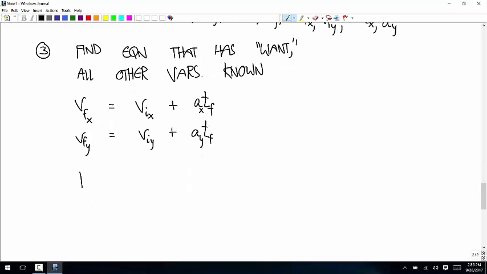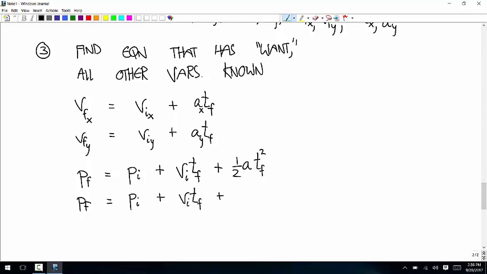And then the next equation said PF is equal to PI plus VI TF plus 1/2 A TF squared. Write that one twice. So the first one of these is the x components, and the second one is the y components.